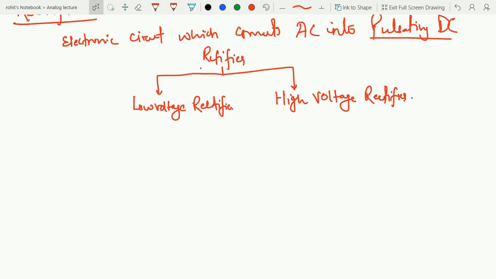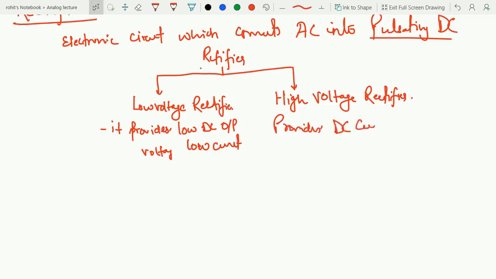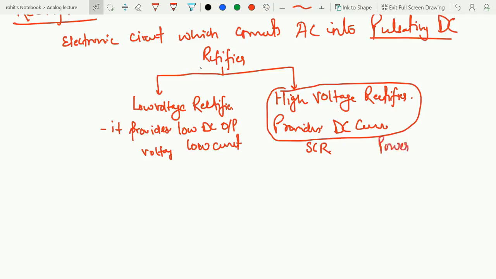So what are low voltage rectifiers? They provide low DC output voltage and low current, while high voltage rectifiers provide large DC currents. In this subject we will only deal with low voltage rectifiers, and high voltage rectifiers are part of power electronics because SCR is used there. So it's not in our syllabus. We will study only low voltage rectifiers here.